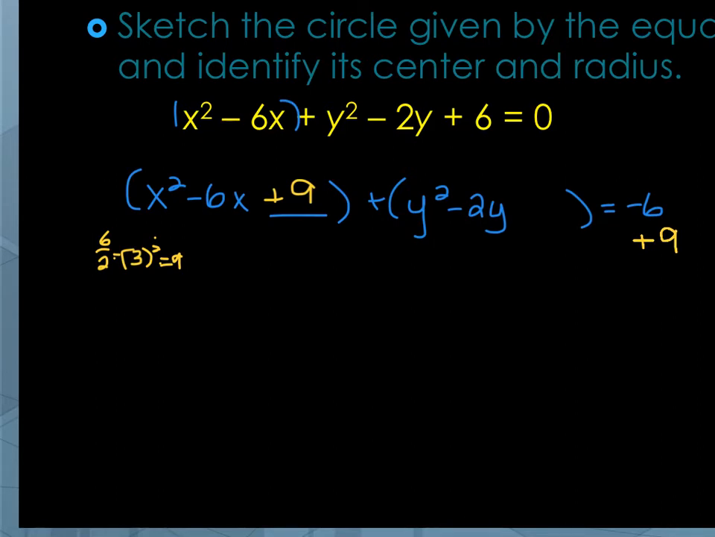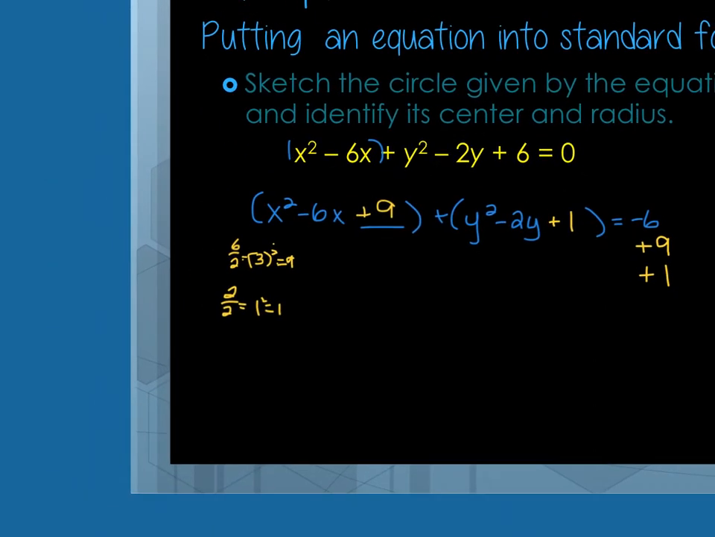And then I got to repeat that process for the y. So I'm going to take 2, divide it by 2, I get 1. 1 squared is 1, so I'm going to add that inside the parentheses here and also to the other side of my equal sign, so I'm balancing my equation. With me so far? Yeah? Okay, so now my goal there was to make those perfect square trinomials, which means I'm going to factor it.